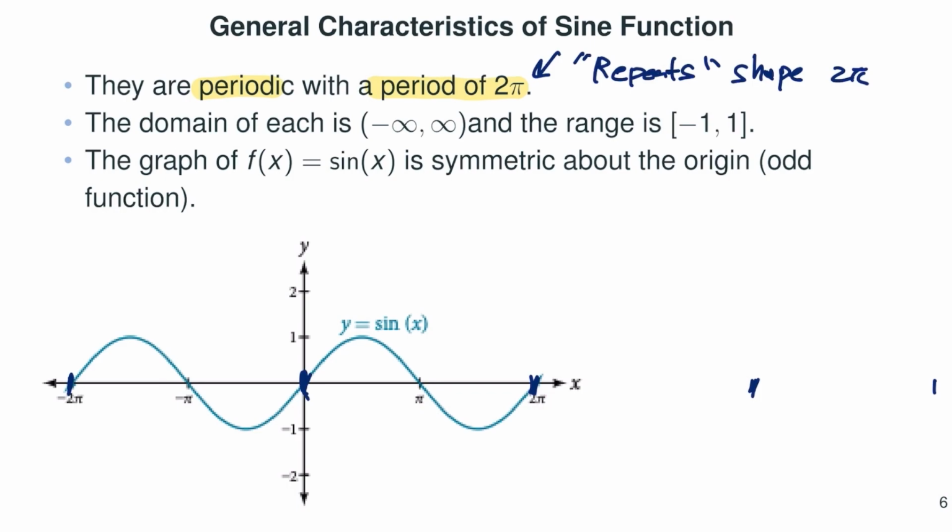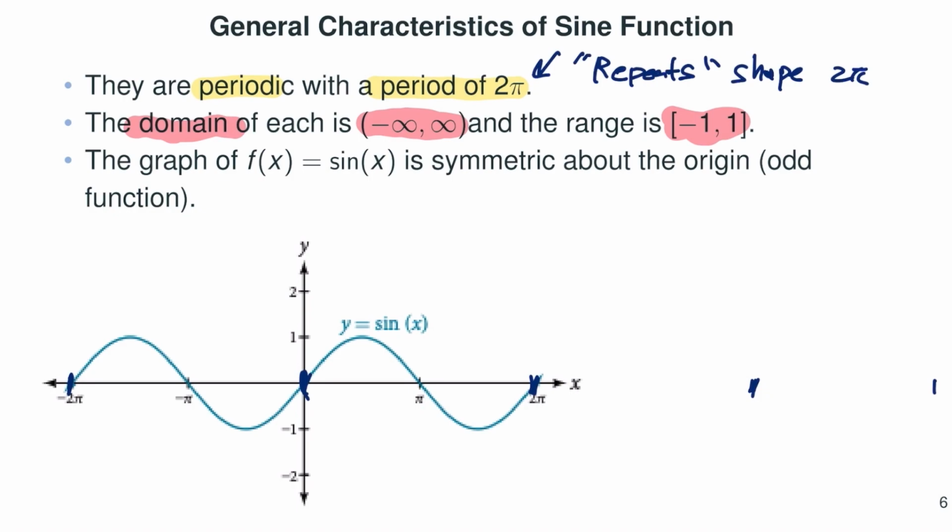The domain is negative infinity to positive infinity. So what is the domain of the sine function? Angles. We can input any angle in the sine function, and in return, it will give us some kind of output. And the range is -1 to 1. That means the sine value cannot be greater than 1 and cannot be less than -1. It's always between -1 and 1, inclusive. So it could give us -1, it could give us 1, but not anything bigger than 1, not anything less than -1.